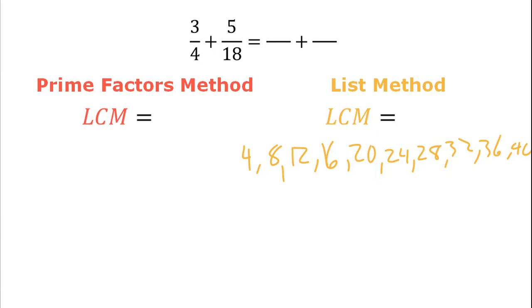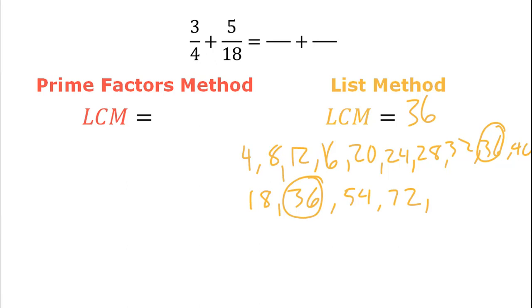And then I would do the same thing for 18, and I would get 18, 36. 36 plus 18 is 54. 54 plus 18 is 72. And I don't have my 18 times tables memorized, but I can already see that the least common multiple is going to be 36 because they have that one in common. So the list method would tell me the least common multiple is 36.